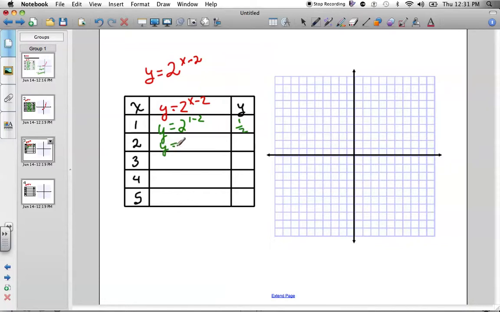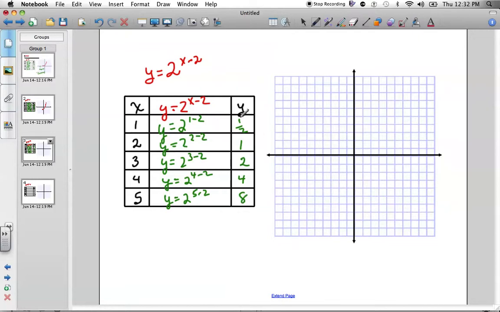When we put in 2, 2 minus 2 is 0. When we put in 3, 3 minus 2 is 1. 2 to the first power is 2. We put in 4, 4 minus 2 is 2. 2 to the second power is 4. And when we put in 5, we have 2 to the 5 minus 2, and we get 8.